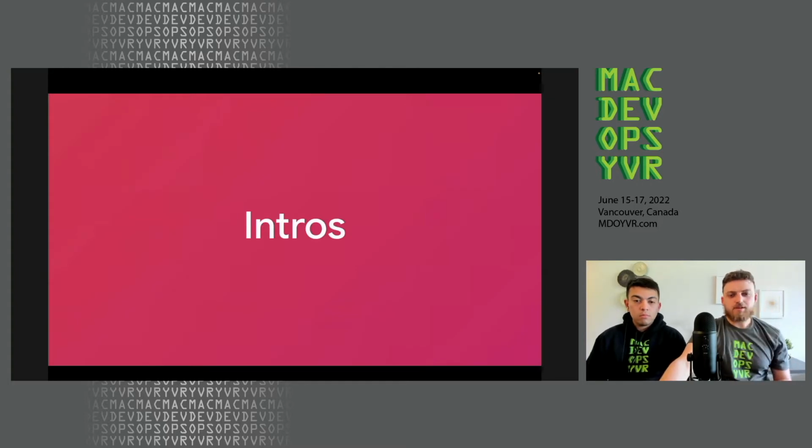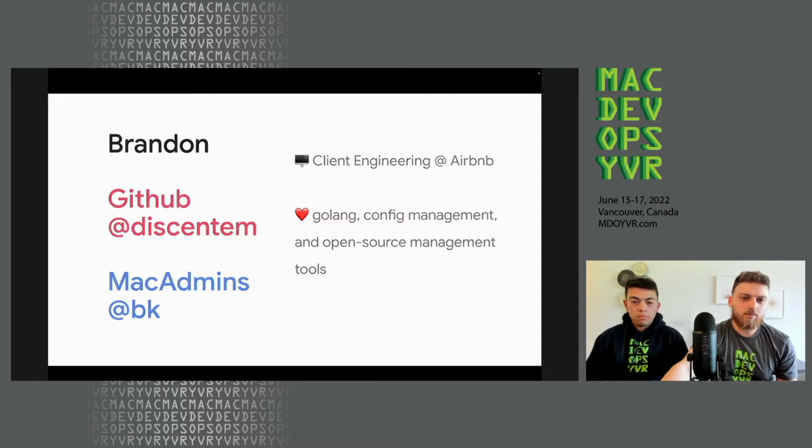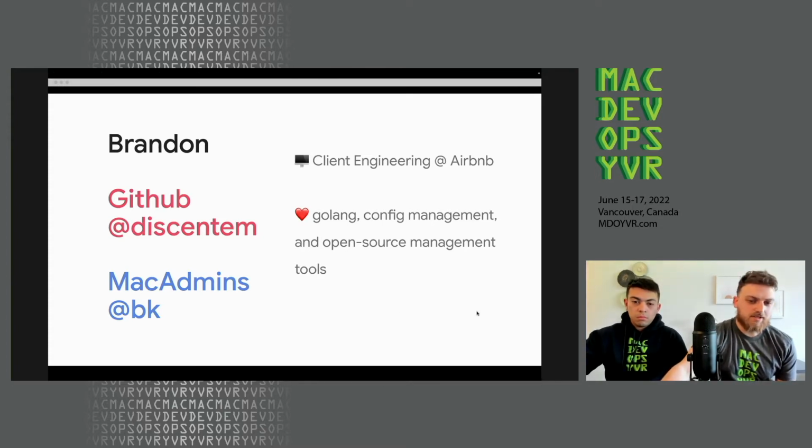Now that the disclaimer is out of the way, I'm going to introduce myself in case you don't know me. I work on the client engineering team at Airbnb. Our team manages macOS, Chrome OS, and Windows. We also manage iOS and Android devices. I personally love writing tools in Golang, and nowadays our team generally prefers to write new tools in Go for both Mac CLI tools and backends.